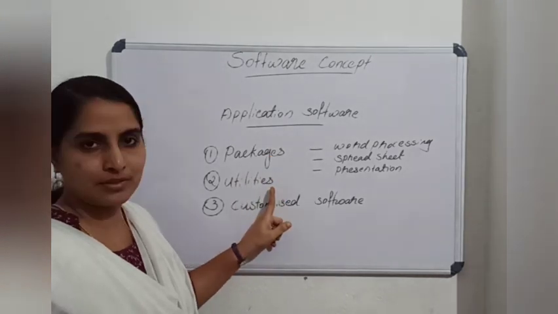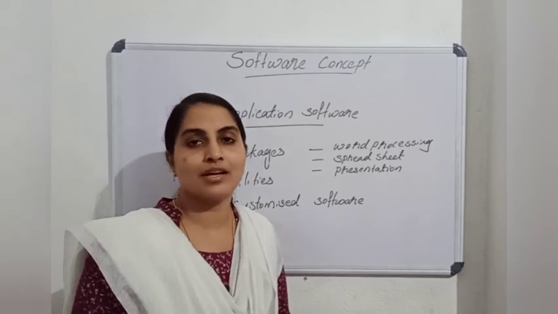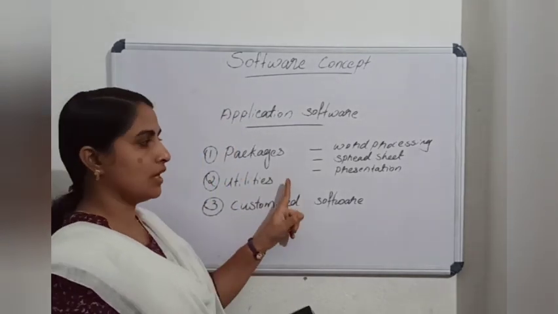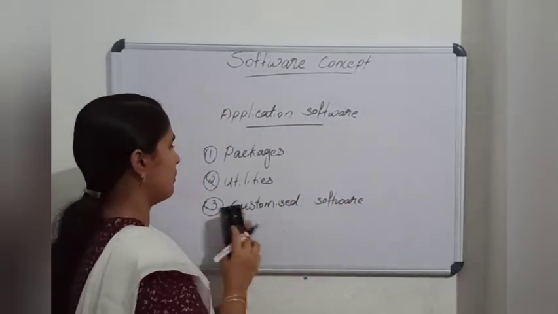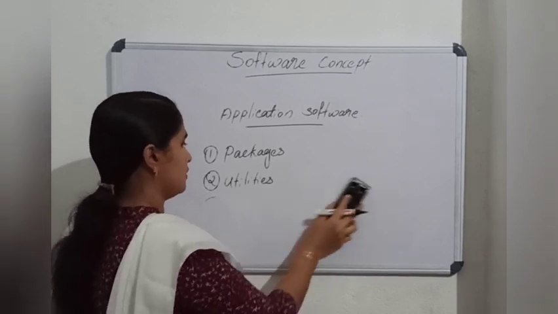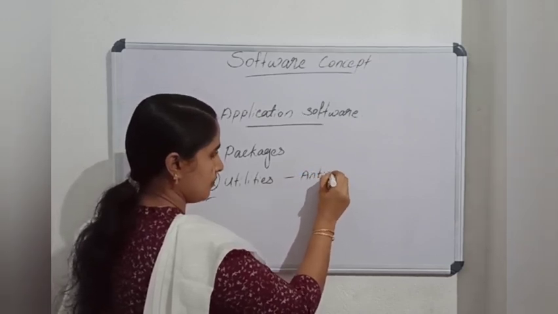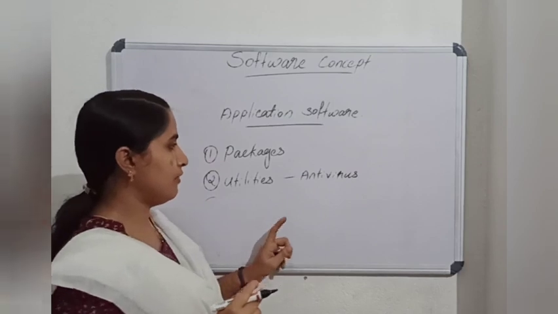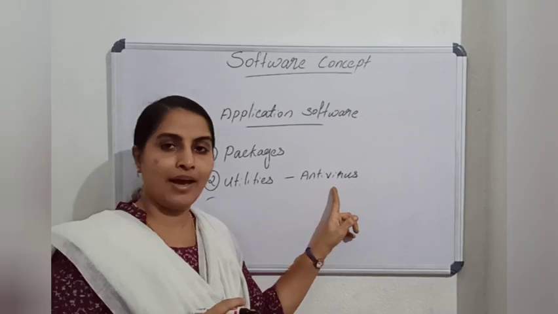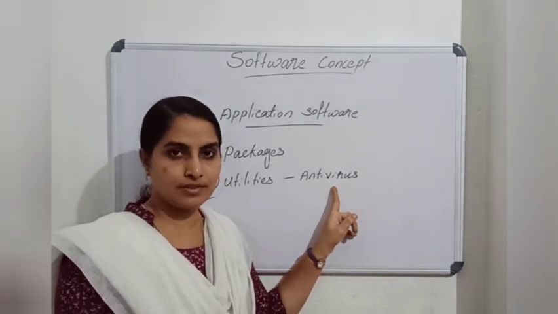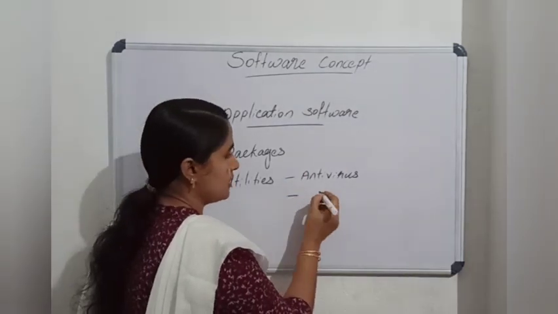They are general application software. Next is utilities. So what are utilities? Utilities are programs which assist the computer to perform some housekeeping functions. You may be familiar with many utilities, and one is antivirus. Antivirus software is one of the utilities, and it scans for viruses and removes the viruses and threats concerning the computer. Another type of utility is disk defragmenter.